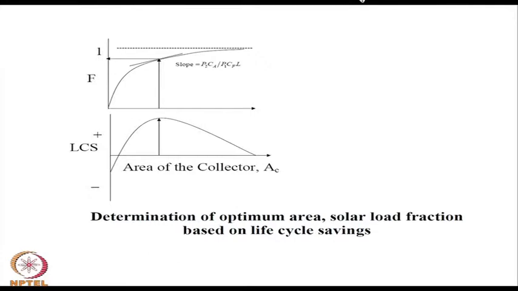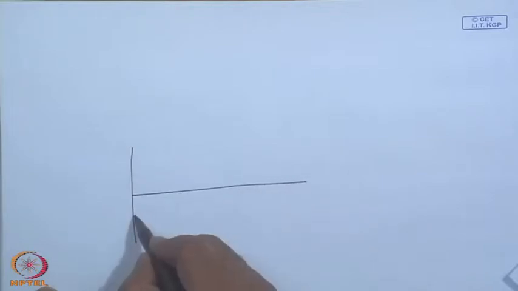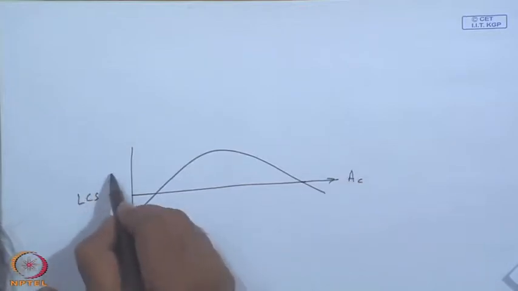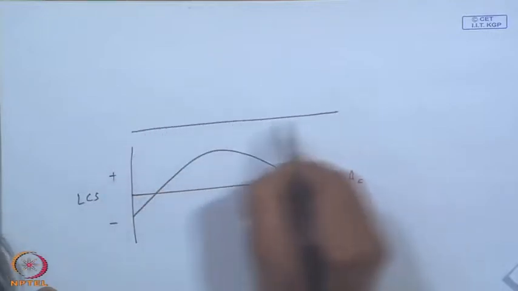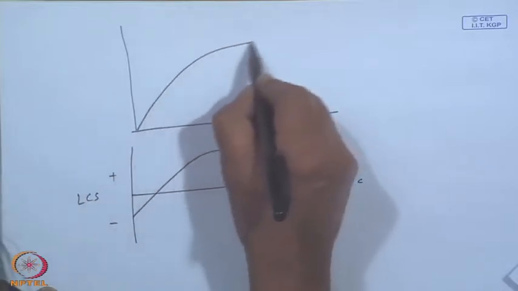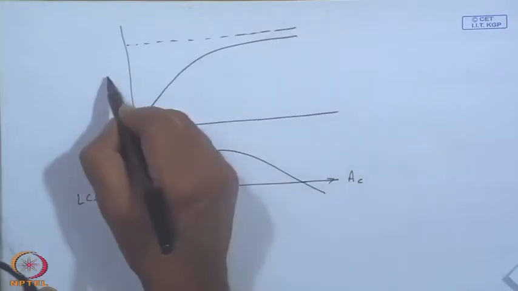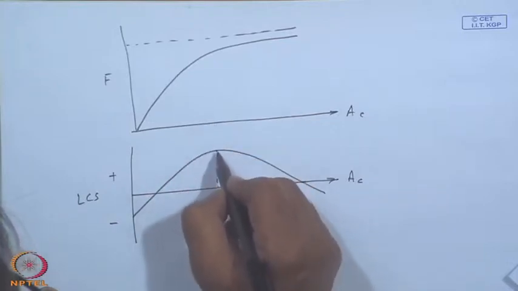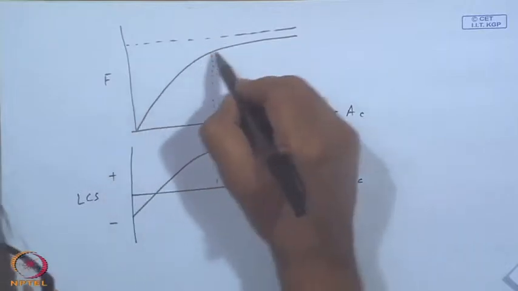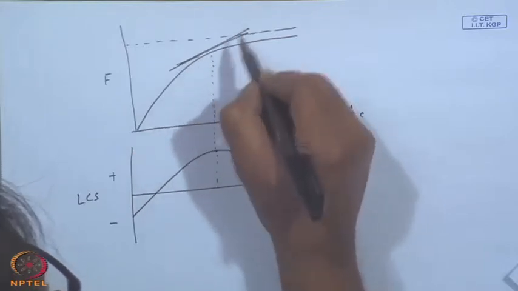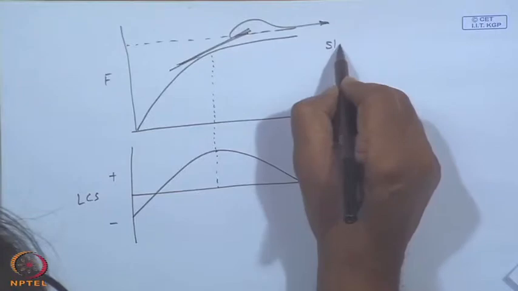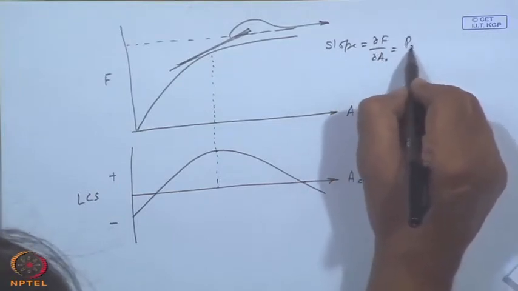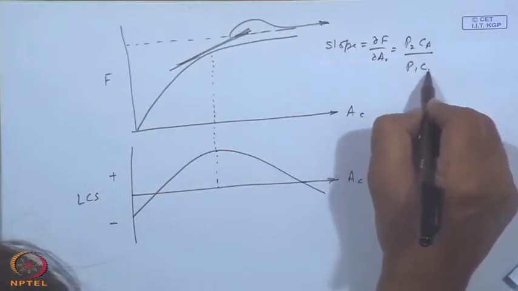So now we have briefly indicated about the life cycle savings curve. This is the area AC and this is LCS positive and negative, and this is the area versus F curve. This should be the optimum, that is where you have your LCS maximum. So, if you draw a line with slope equal to, of course, DF by DAC is P2 CA by P1 CFL.